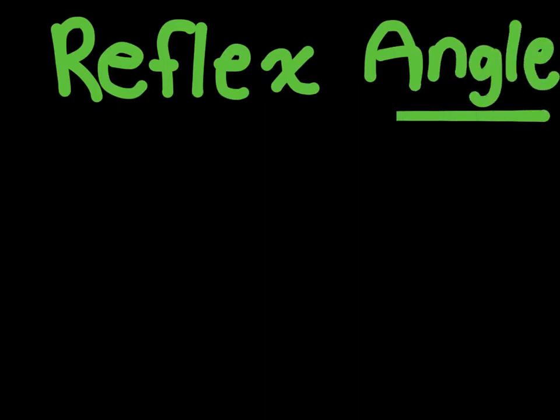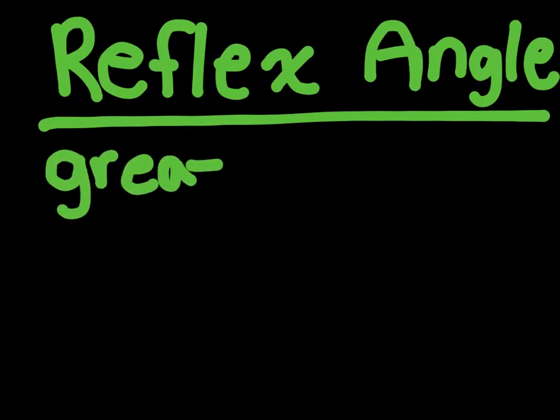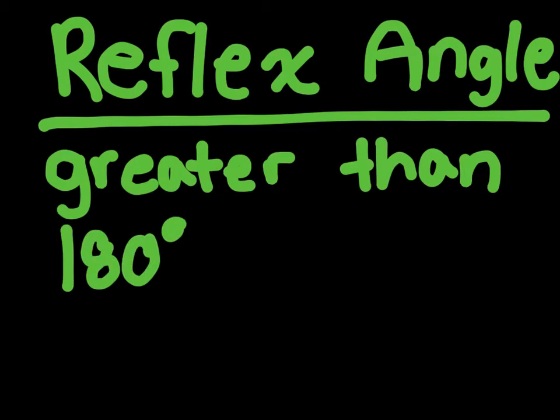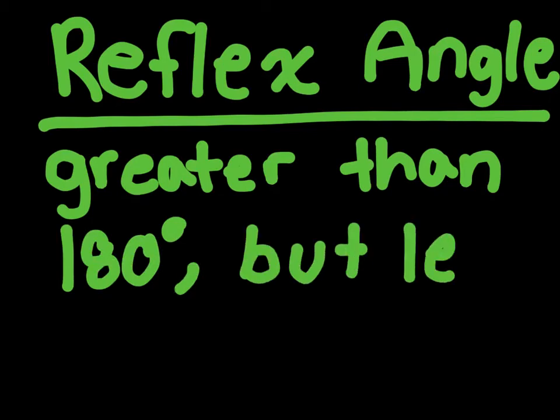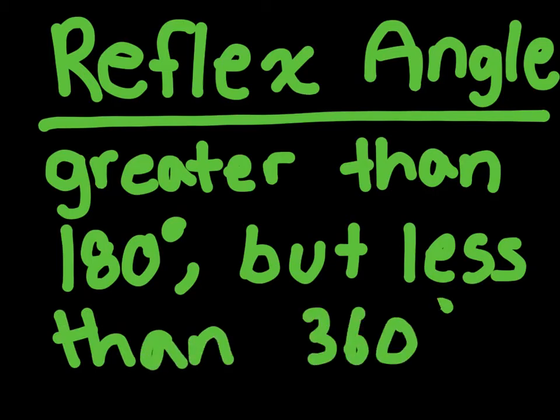Okay, so our fourth type of angle is called a reflex angle. A reflex angle can be anything greater than 180 degrees, but less than 360 degrees. Alright, so let's go on to our next slide where I'll show you guys a few examples of reflex angles.